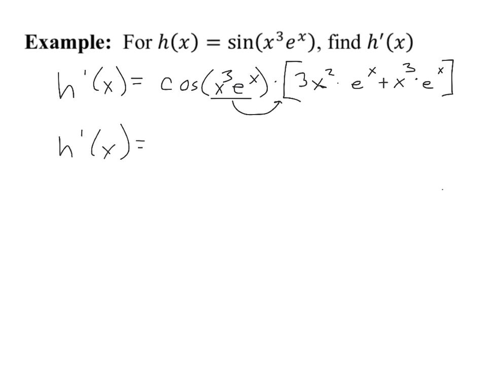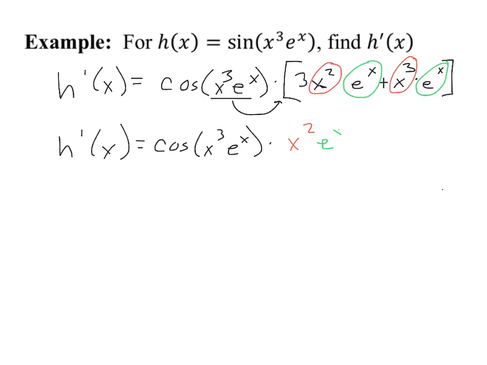I know that it's been a long video, but the one last thing that we can do here is look for common factors. There's factors of x in both of these. There's factors of e to the x in both of these, so we can actually factor those things out. So we can have cosine of x cubed e to the x times, let's see here, we could factor out x squared and e to the x. And when I factor those out, what's left is 3 from the first term and x from the second term.